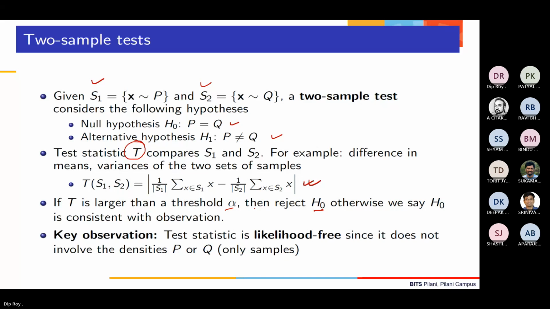So the key thing here to note is that a test statistic is likelihood-free training. There is no likelihood here, right? We are just taking some test statistic here. This is likelihood-free because it does not involve the densities of P and Q. That is the key thing.